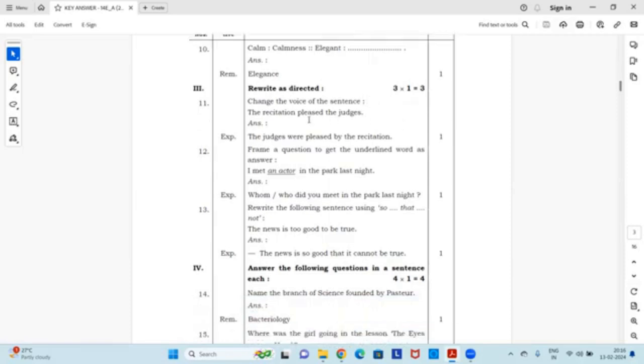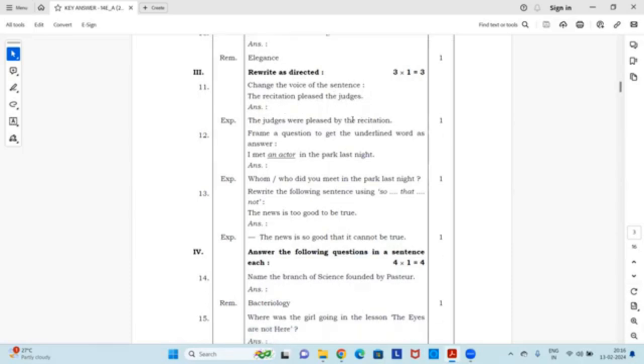Rewrite as directed. Change the voice of the sentence. The sentence is, the recitation pleased the judges. It is an active voice, so you have to make it into passive voice. This is active, so you have to change it into passive. The answer will be, the judges were pleased by the recitation.